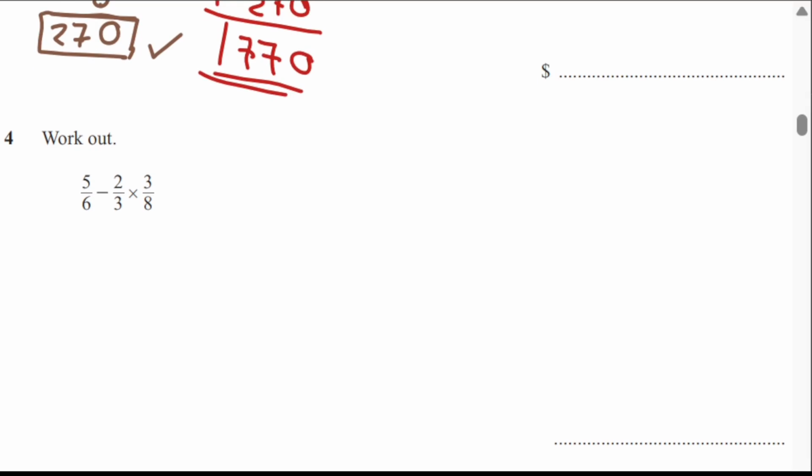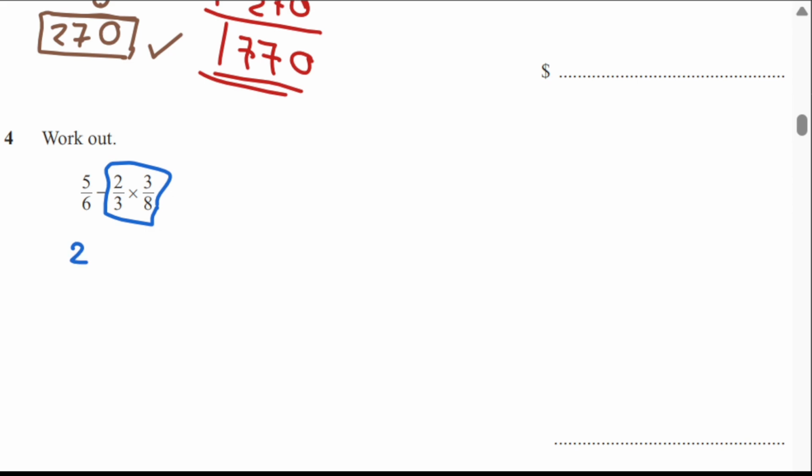That's a nice question. Let's look at question 4. Question 4 says work out these fractions. This now includes order of operation. A student who does this first is not getting any mark because multiplication comes first. So you should do multiply these first.